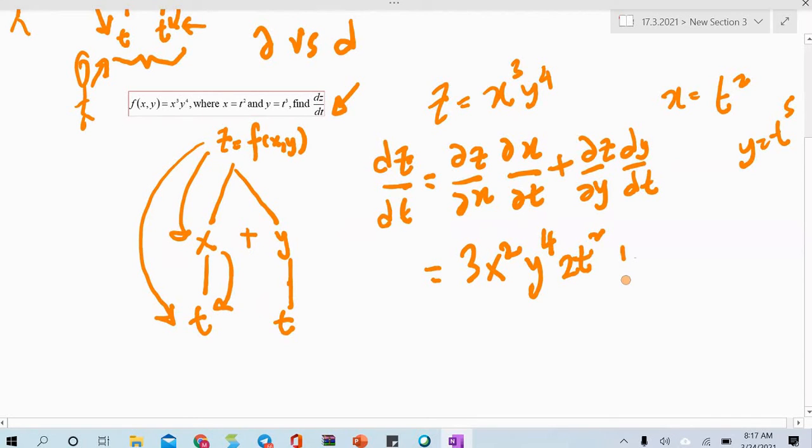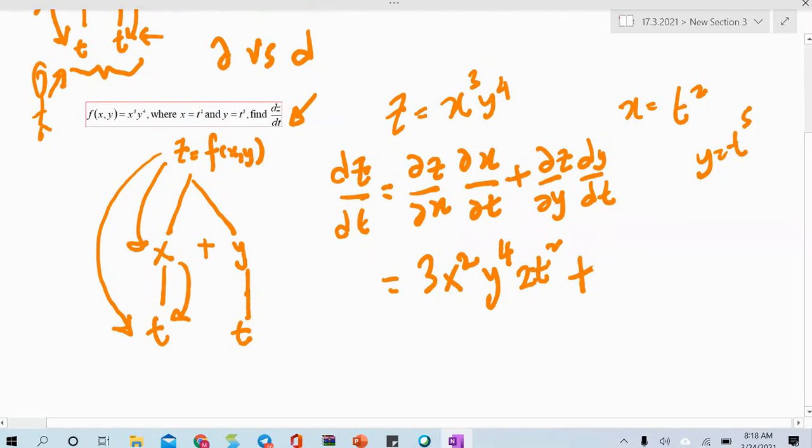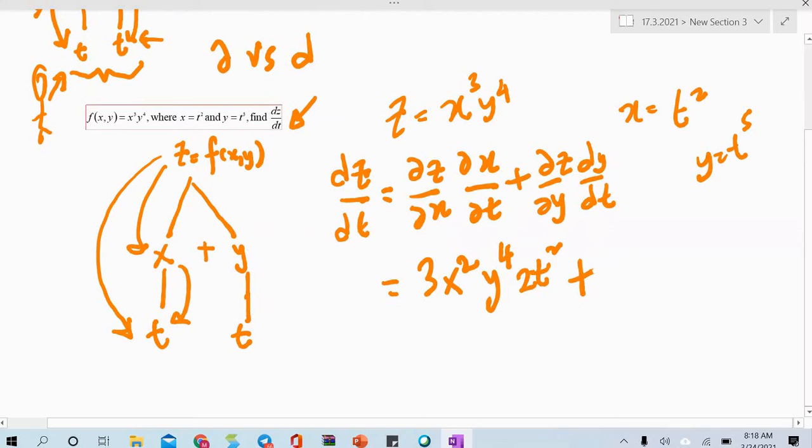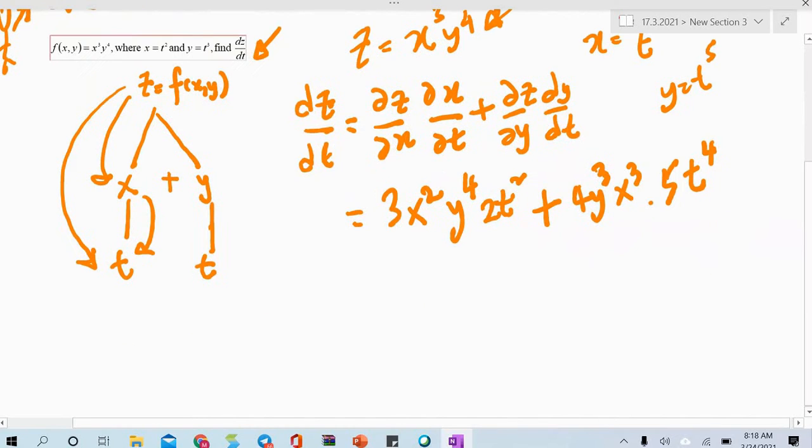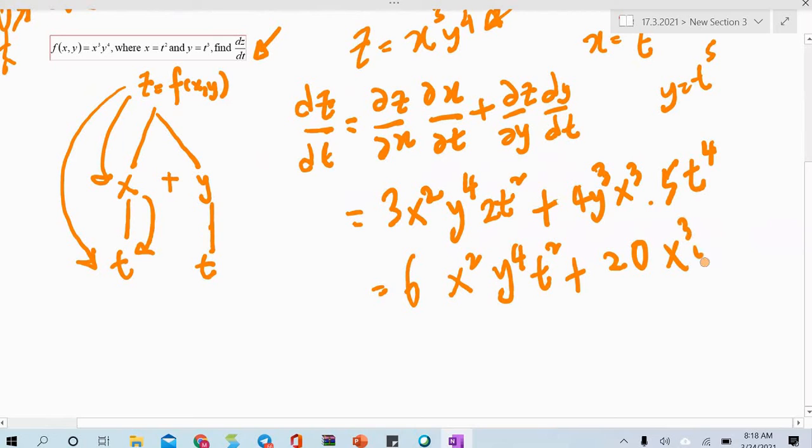Times, plus ∂z/∂y will be 4y cubed times dy/dt, which will be 5t to the power of 4. Okay, and this you simplify, you can get 6x squared y to the power 4 over 4, 20x cubed y to the power of 3.